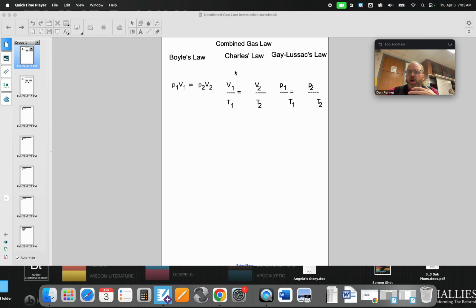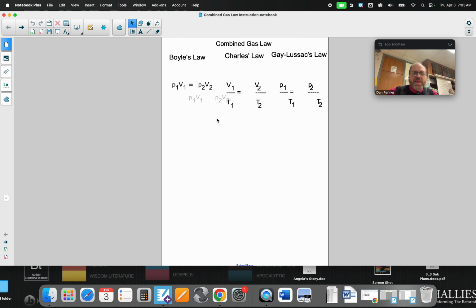Now, chemists are by and large a lazy bunch. We want to do the least amount of work possible. Since we have all three of these laws that are very similar, we can take them and put them all together into one specific gas law. Now that doesn't look too good there, so let's make it look better. There we go. That's the combined gas law. P1 V1 over T1 is P2 V2 over T2.